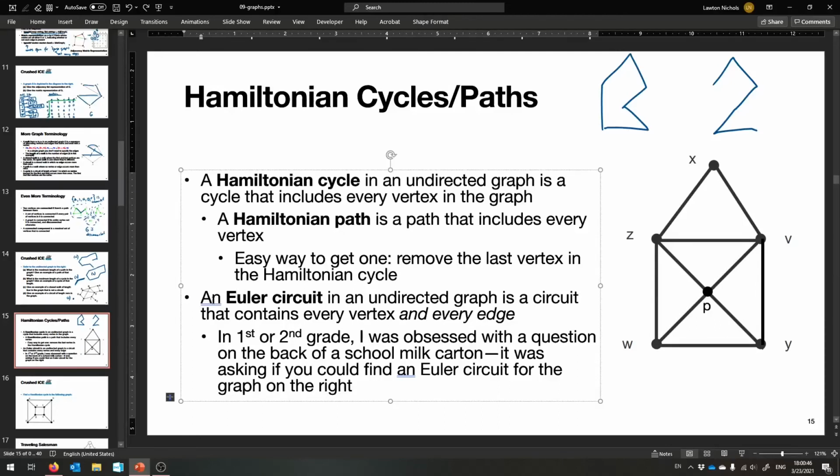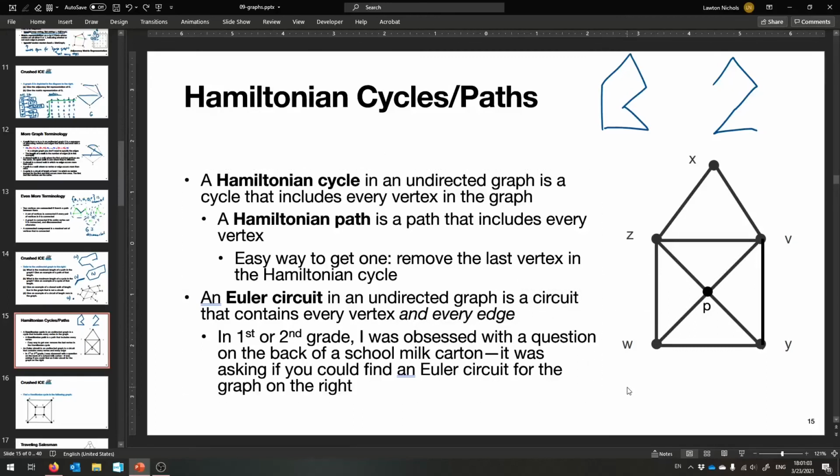So an Euler circuit is a bit more powerful than a Hamiltonian cycle, so it's harder to get. It's when you have a circuit in an undirected graph that includes every vertex and every edge. Okay, so it's a bit more powerful. And I have a story for you now.